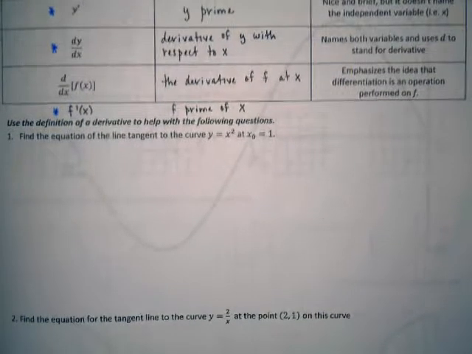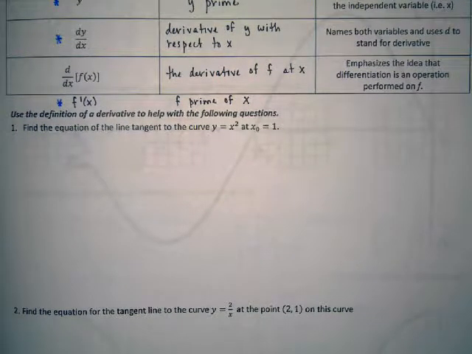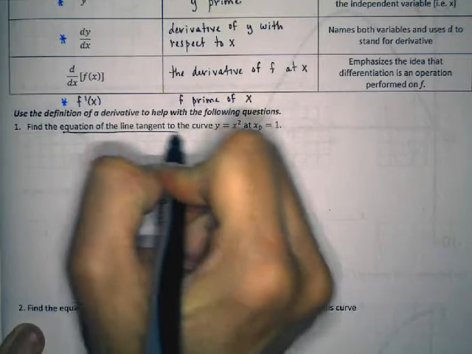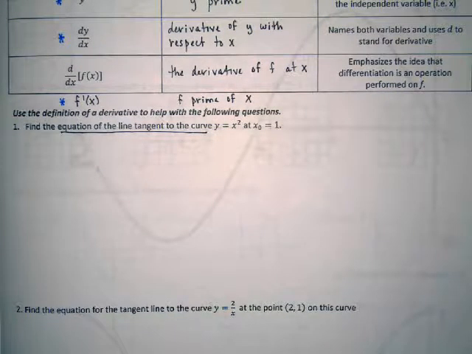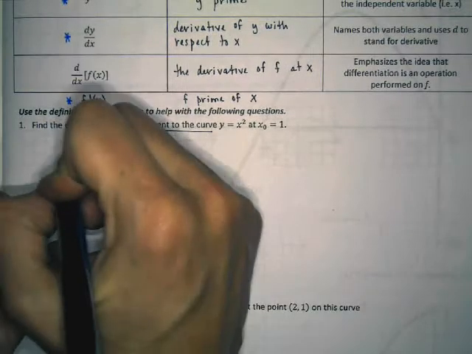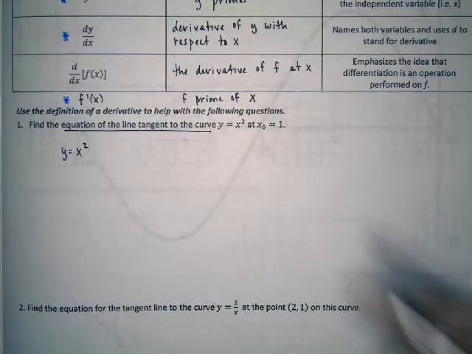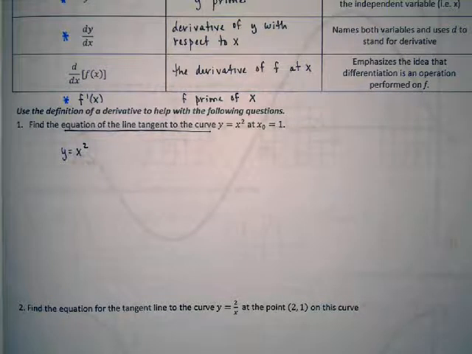So we're going to do 2 more examples, and we're going to use that definition of a derivative, our limit definition, to answer the following questions. In number 1, we want to find the equation of the line tangent to the curve. So we're actually going to want an equation for our answer. We know our function is y equals x squared, and we want to find that derivative at the point x sub 0 equals 1.